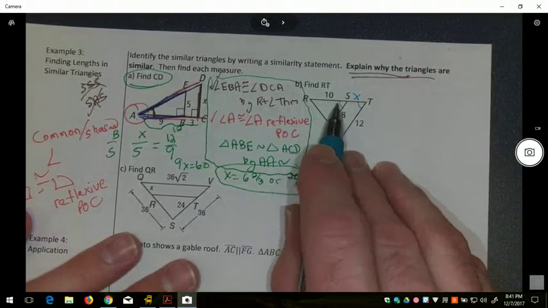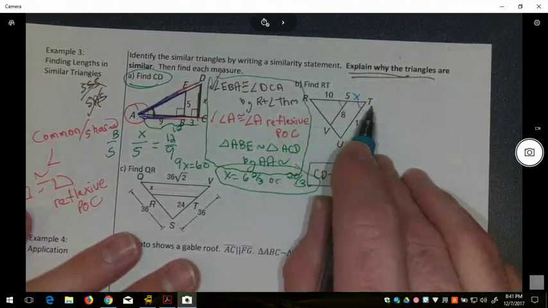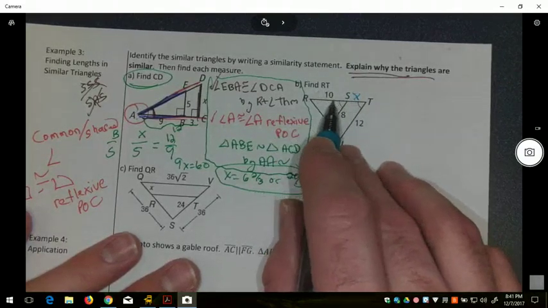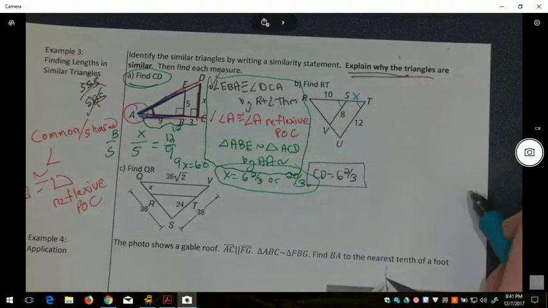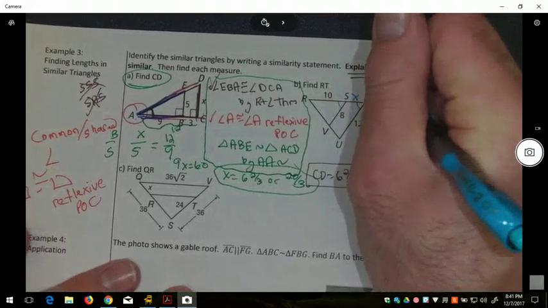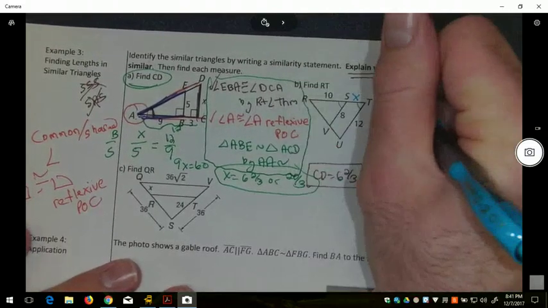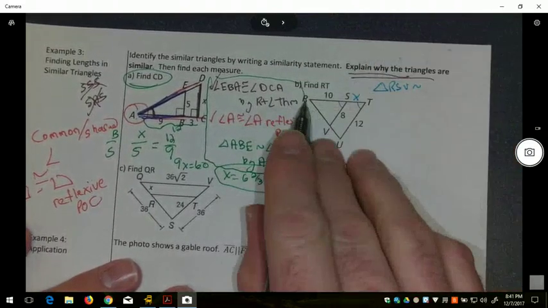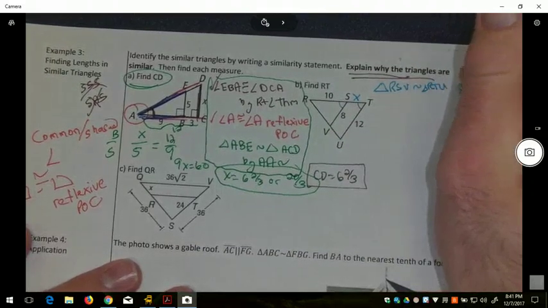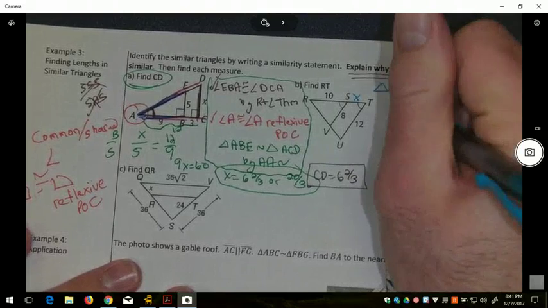Again, you see this, it looks like side angle side, but when you go to do the big triangle, I don't know that length. I'm trying to find it. So I won't have a ratio for that. So it can't be side, side, side, can't be side, angle, side. It's got to be by angle, angle. So I'm going to say triangle RSV is similar to RTU by angle, angle similarity. I have to provide evidence.